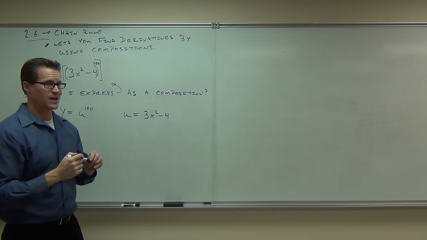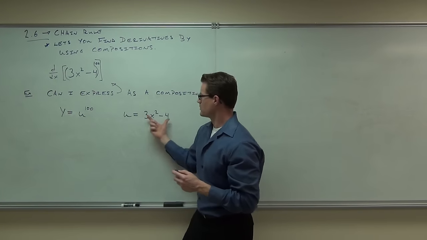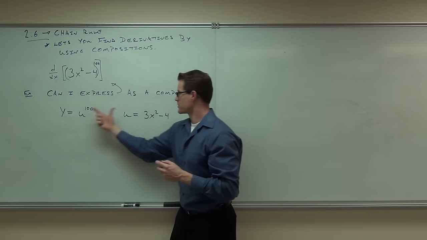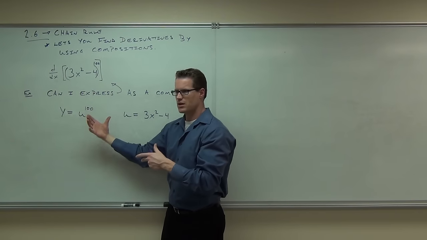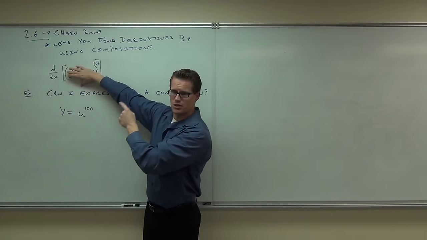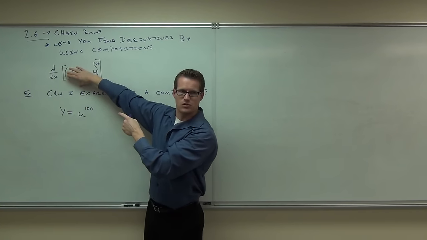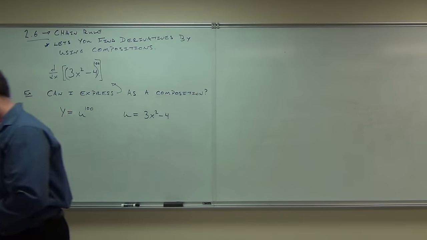And that would be a very basic composition. Do you see if I put the expression in for this u, I'm going to get that back again? Can you see the composition here? Basically, if you cover it up, you go, okay, that's u to the 100th, and u is what's under my hand. And that's how we get those two things. You have to be okay with that so far. So sure, this is a composition. That's not bad at all.